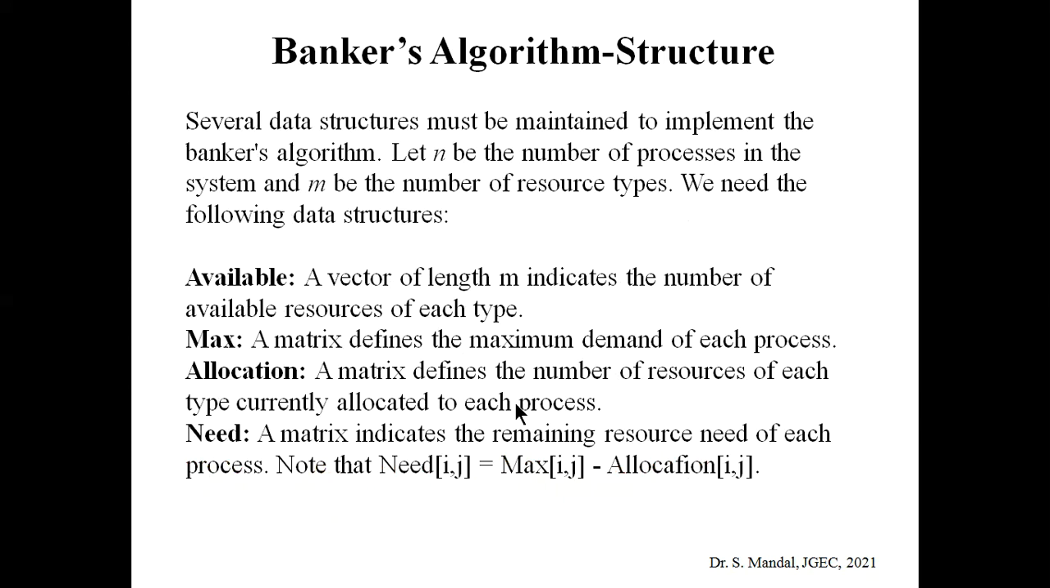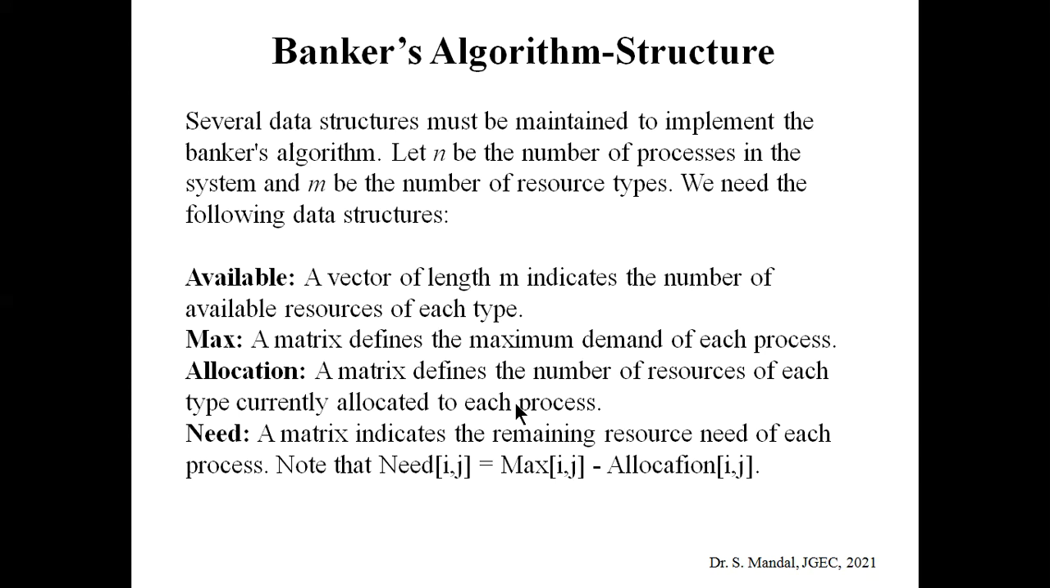Now, to implement the Banker's algorithm, different data structures are required for the execution. Let us consider that there are n processes and m resources. We need the following data structures: available, max, allocation, need. What is the available data structure? It is a vector of length m indicating the number of available resources of each type. So for each resource, it indicates the number of available resources.